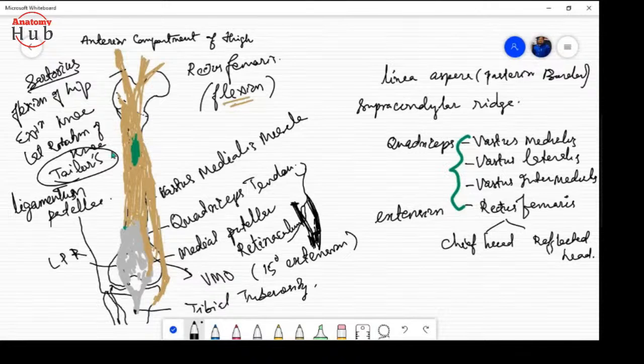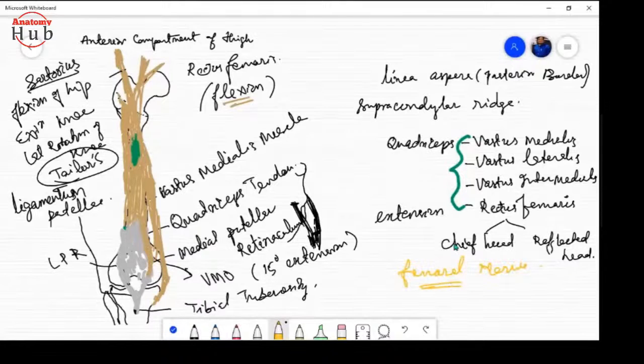Now, the sartorius muscle arises from the anterior superior iliac spine and is inserted at the medial surface of the tibia. It helps in flexion of the hip and also in abduction of the hip. It laterally rotates the leg and also extends the leg. It is innervated by the femoral nerve.